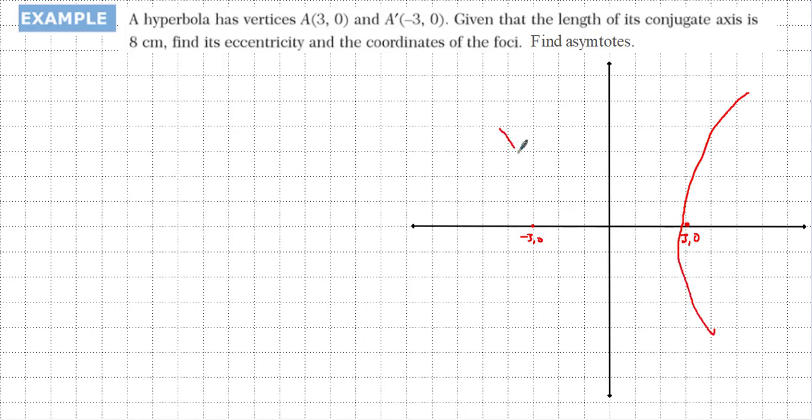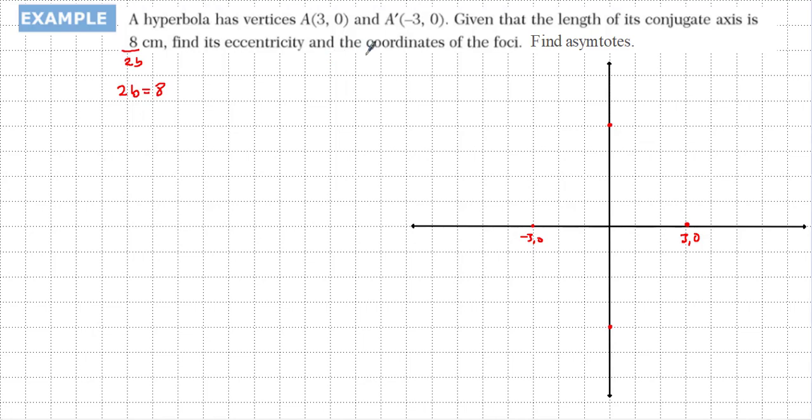Given that the length of its conjugate axis is 8, it means that this one is going to be 4 and this one minus 4, because this is equal to 2b, and 2b is equal to 8. Okay, the last part, let me read it, and with respect to that I will continue.